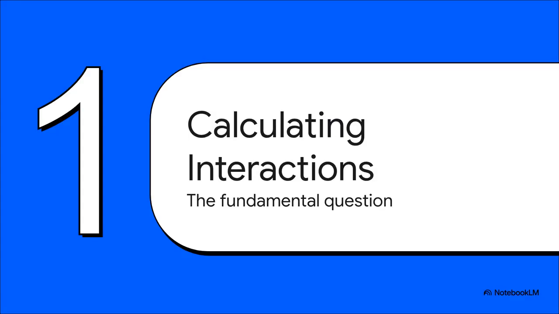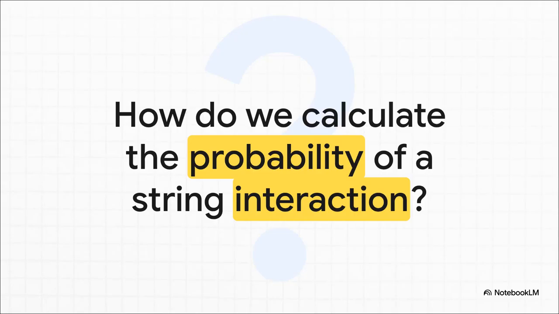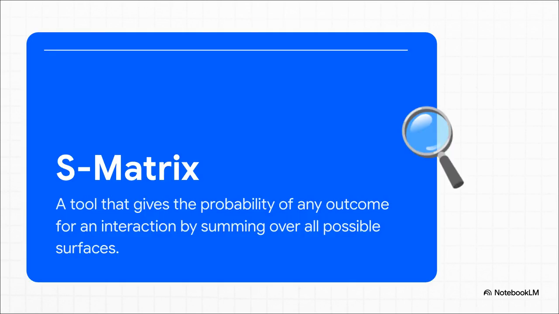First things first, what are we actually trying to do here? The whole point of string theory is to say the universe isn't made of little points, but of tiny vibrating strings. So probably the most basic thing we need to figure out is what happens when they run into each other. And really, it all comes down to this one question. You've got a couple of strings coming in, they interact, and maybe some new strings come out. What are the odds? What's the probability of that specific thing happening? We need some kind of tool that can actually calculate those odds for us. And that tool is the S-matrix.